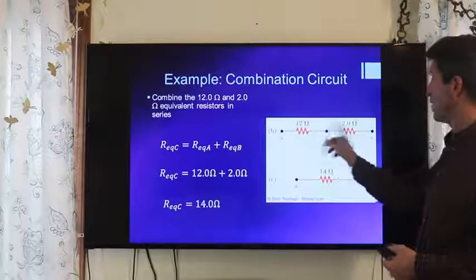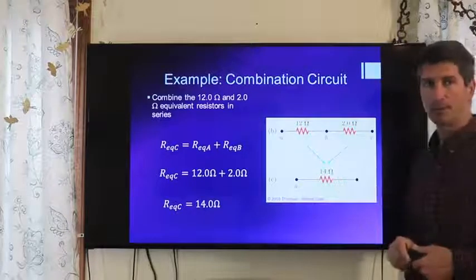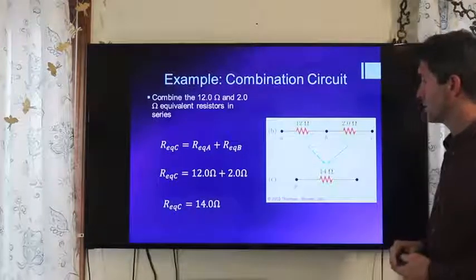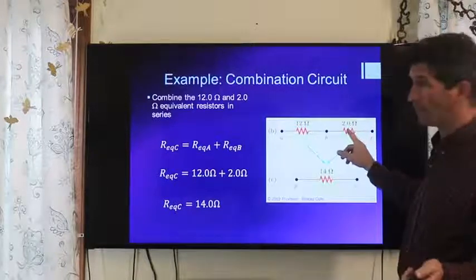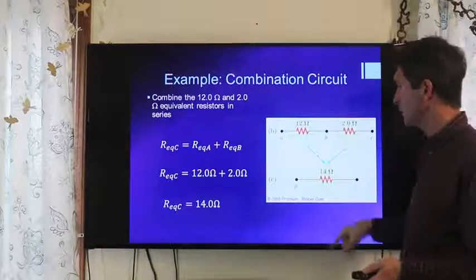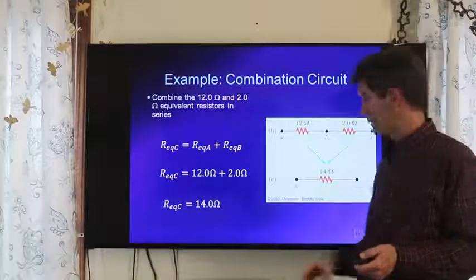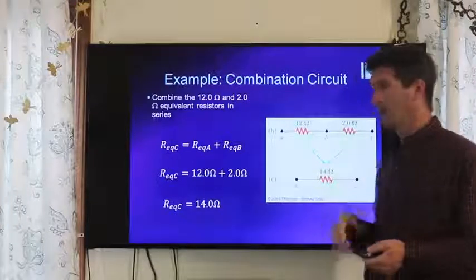Now we're down to 12 and 2. We add those together. 12 plus 2, they're in series. Even though this is an equivalent resistor, it acts like a real resistor. 12 plus 2 is 14. So our equivalent resistance of the entire circuit is 14.